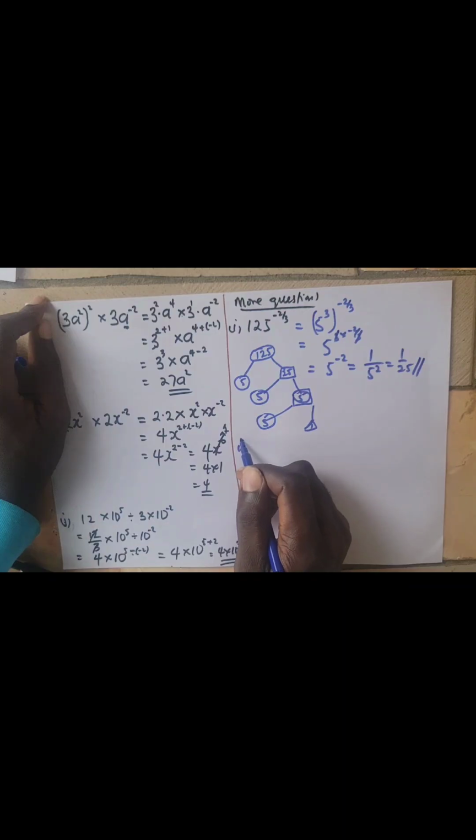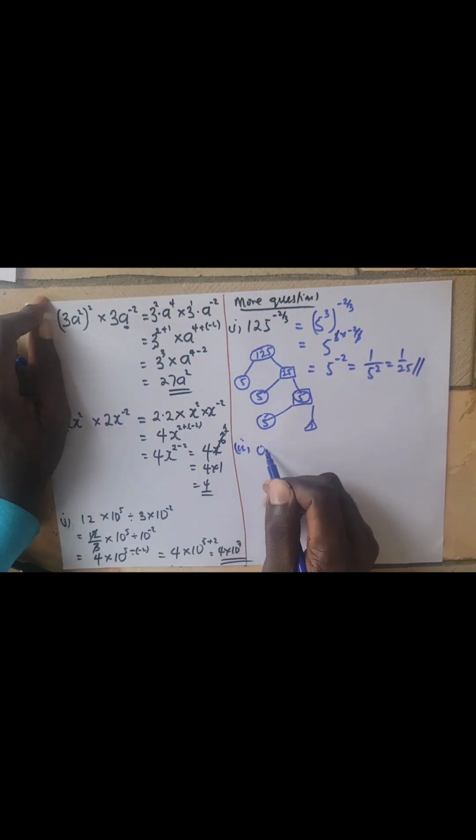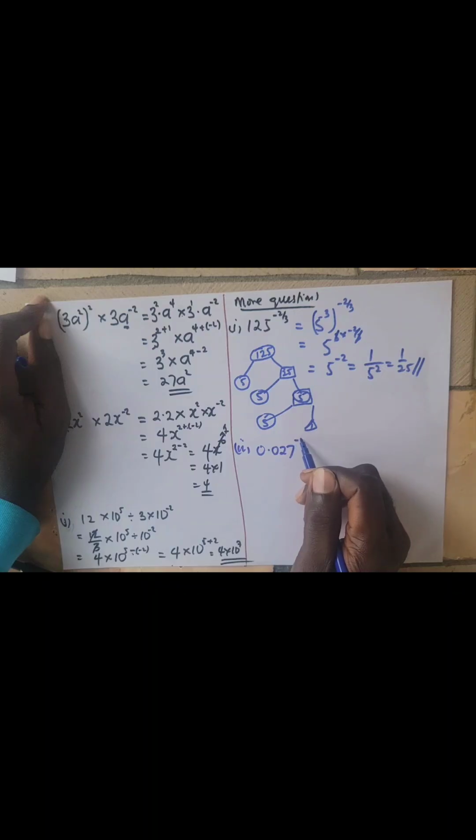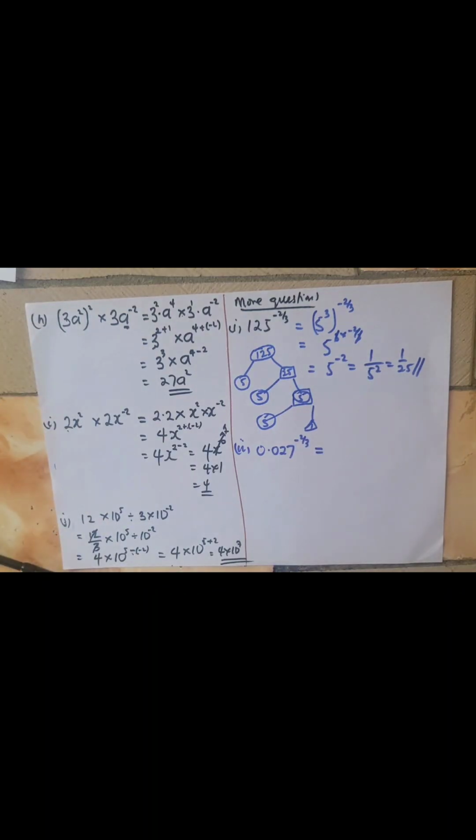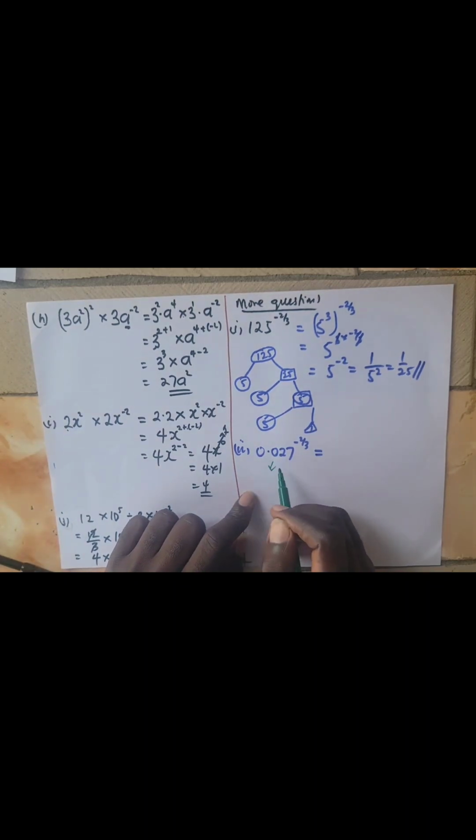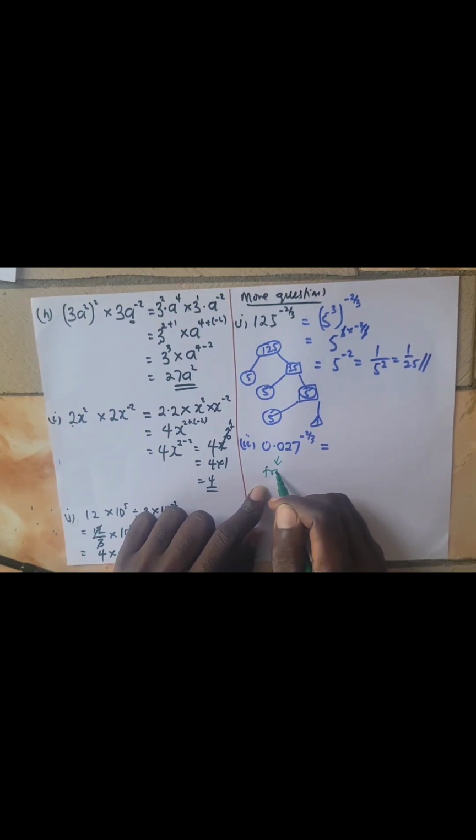I am 0.027 raised to the power minus 2 over 3. Look at this. Change this to fraction. Change to fraction.